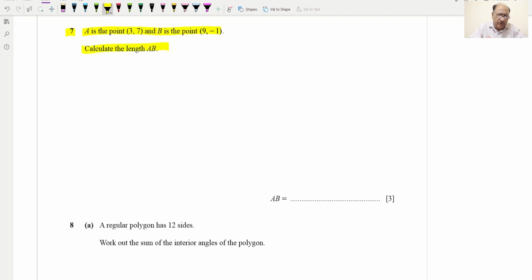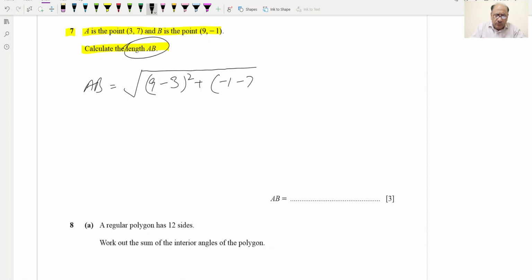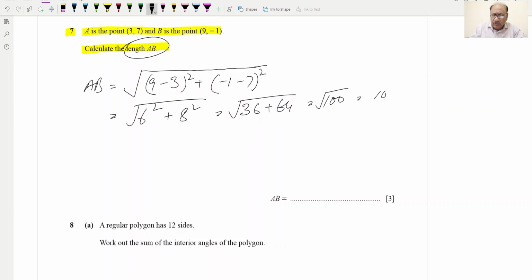the point this, calculate AB. So AB length AB is required, so we'll be applying length formula. AB length will be equal to root of x2 minus x1 squared, and plus y2 minus y1 squared, and this will be 6 squared, and this will be 8 squared, and under root, and we can write this as 36 plus 64 under root, and this is equal to 100 under root. 100 root means 10, so answer will be 10 for 3 marks question.